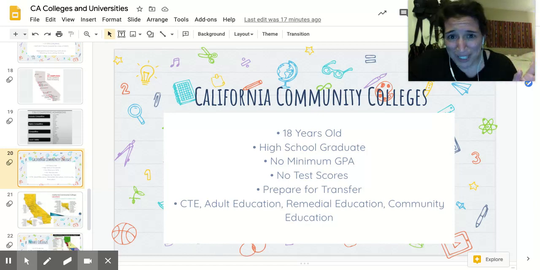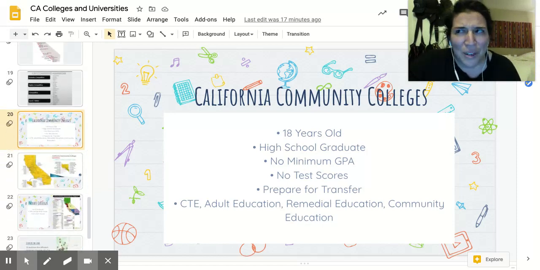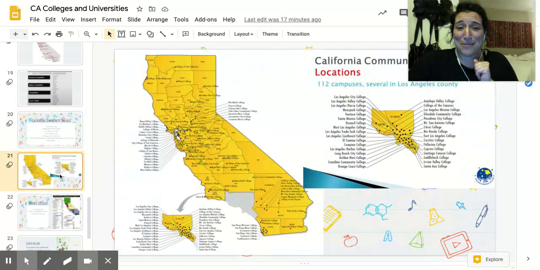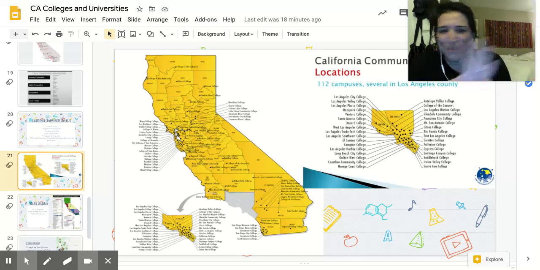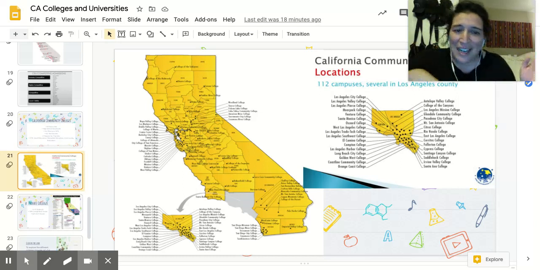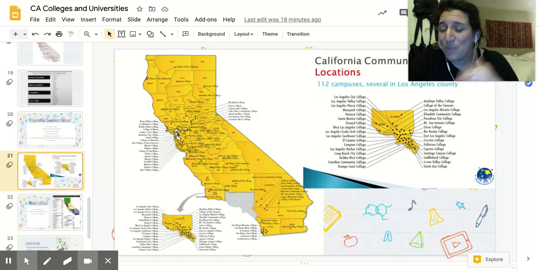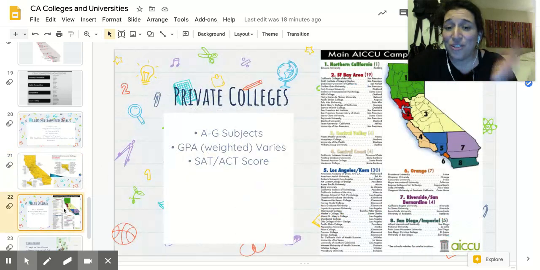There are so many skills that you can learn at a community college. You can learn the basics of computing, software stuff. Check them out. There are 112 campuses, with this many in Los Angeles County. So if you really want to move away, but you can't afford it because you don't know about your GPA, then look at all the community colleges that are far away from LA. New place, and they prepare you to transfer to a different school should you choose that option.